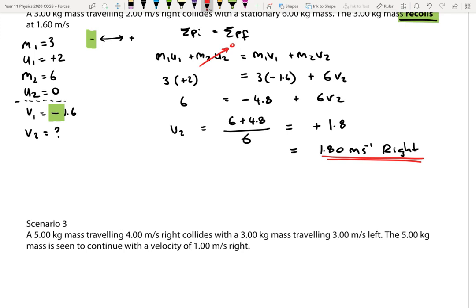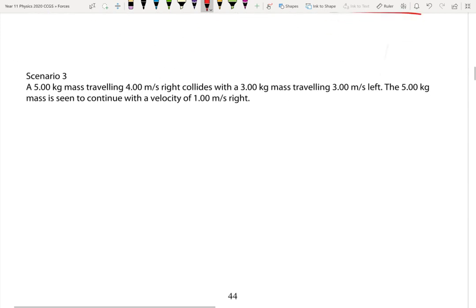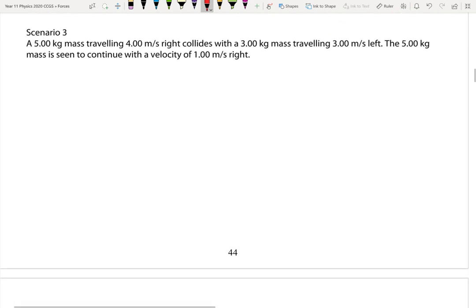We can come back to this scenario and say, if it was perfectly elastic, then yes, we can solve, but it becomes a lot trickier. So you're better off if I give you a recoiling velocity, and you can solve for one unknown. All right. Have a go with this one.